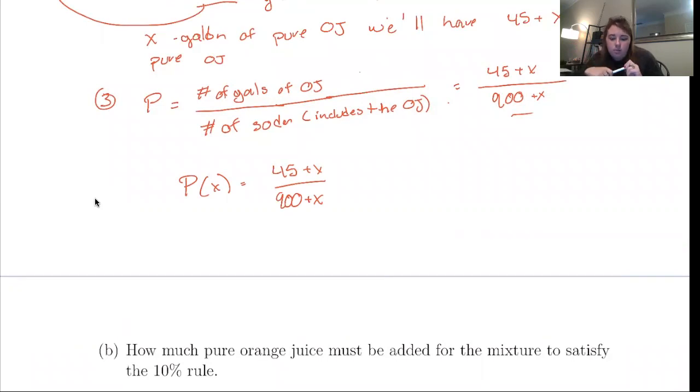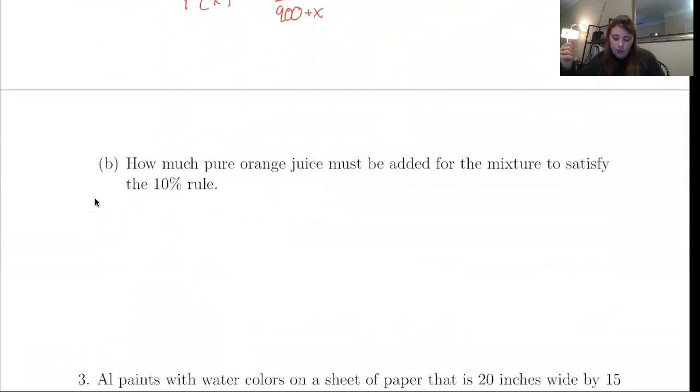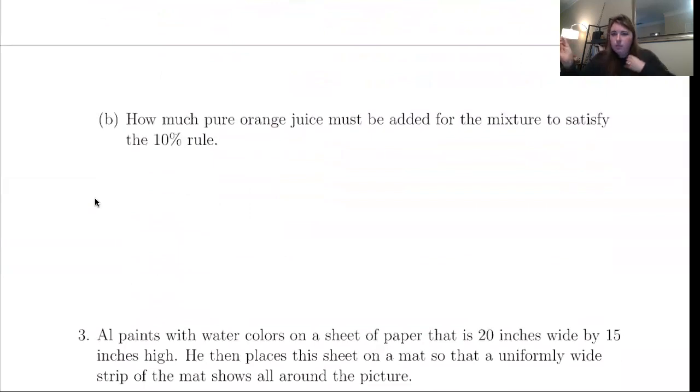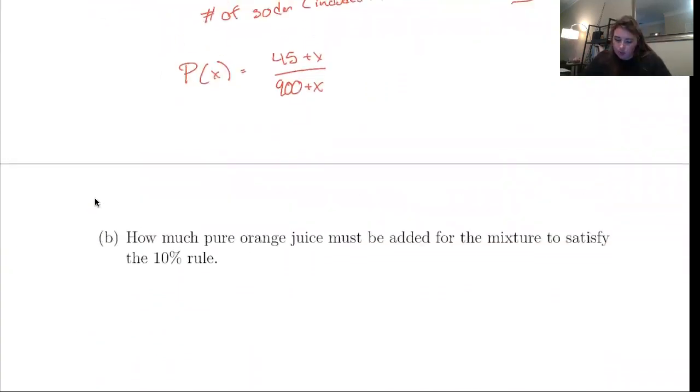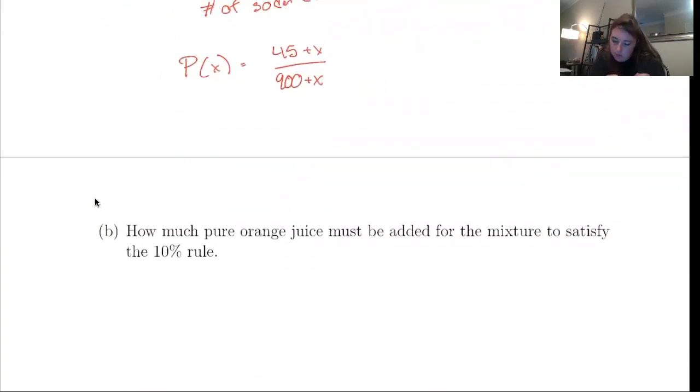So any questions? Okay. And if you're typing questions while we're moving on, I will answer them. So how much, that's our equation right there. How much pure orange juice must be added to the mixture to satisfy the 10% rule? Okay, thank you, Jaden.